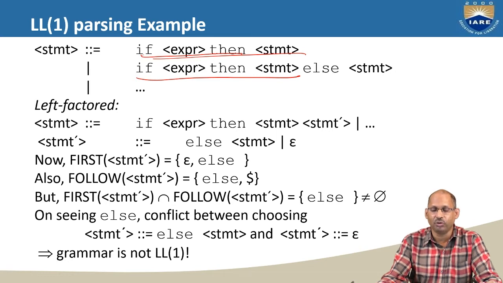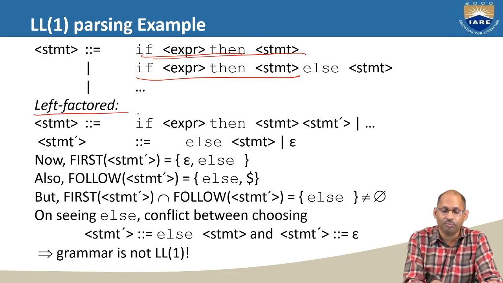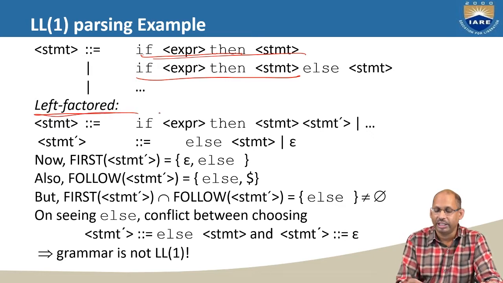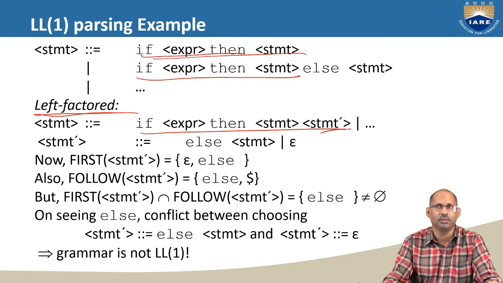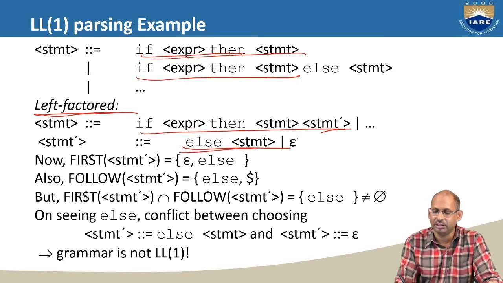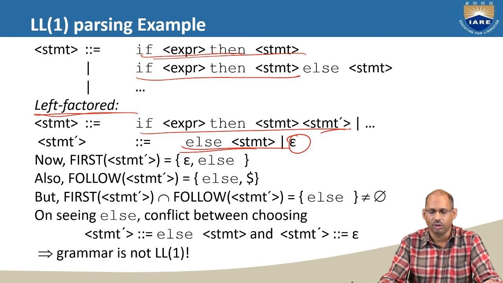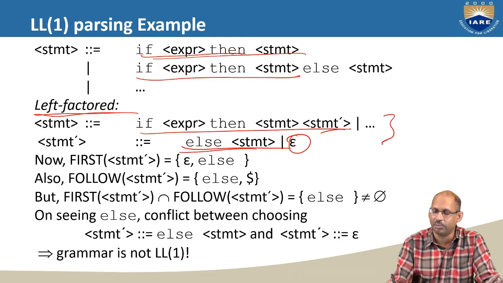So we are removing the left factor. We are performing the left factoring: if expression then statement dash. What is the statement dash? Else statement or epsilon. Okay, we have removed the common part in the production. So we have performed the left factoring. So now this is the grammar.